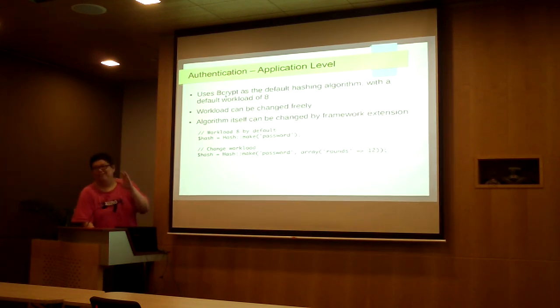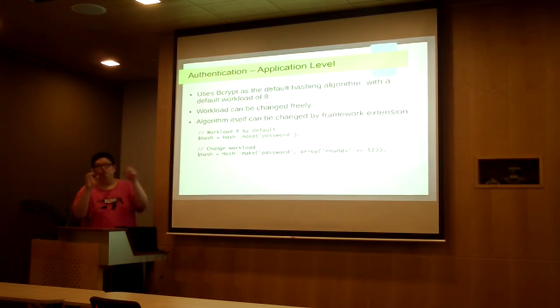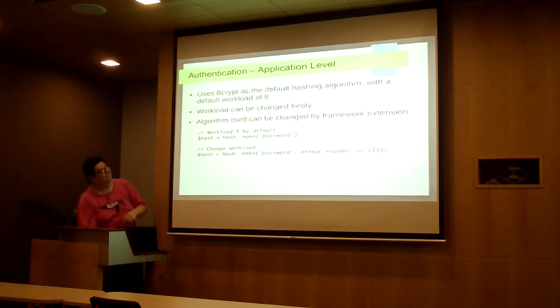In case anybody doesn't know what bcrypt is, just a very brief explanation. Bcrypt is a hashing algorithm built on an existing algorithm known as Blowfish. What bcrypt does is take the Blowfish algorithm and intentionally make the server take more time to compute the password hash. They define a workload. In Laravel, the default workload is 8. What does this 8 mean? It means the Blowfish hash will be executed 2 to the power of 8 times, which is 256 times.